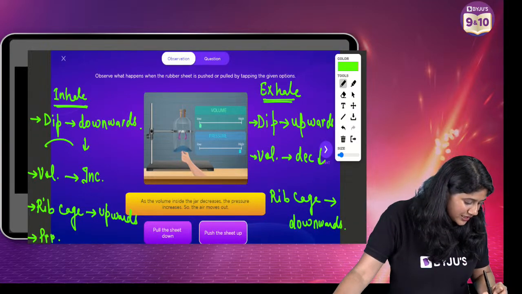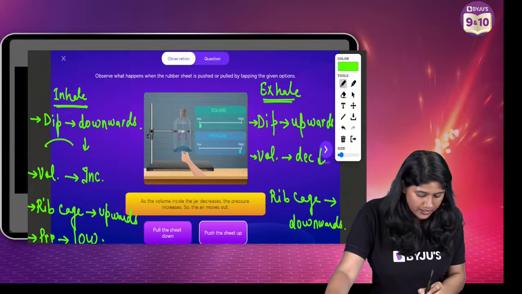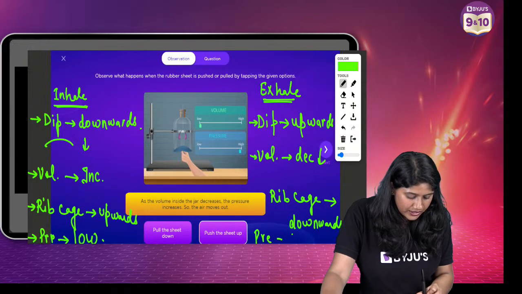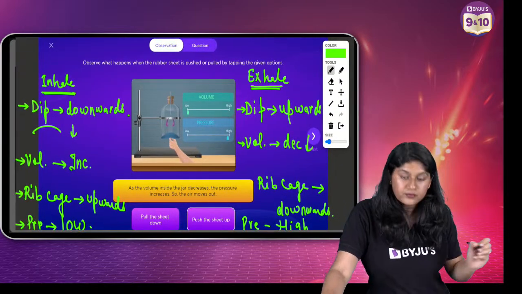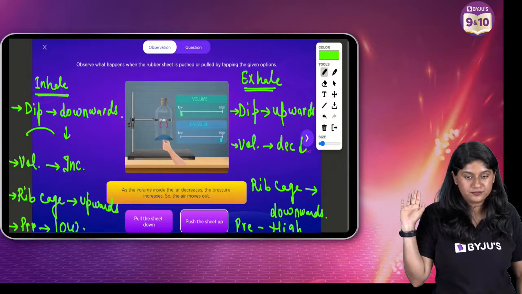So, pressure in this case will be very low. And pressure in this case will be very high. Done? Yes, I've written the pressure.